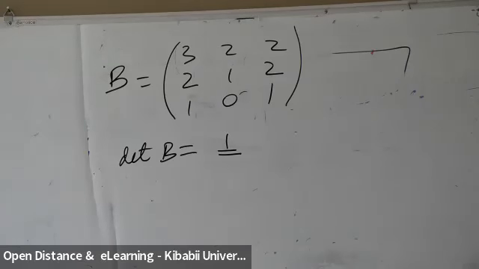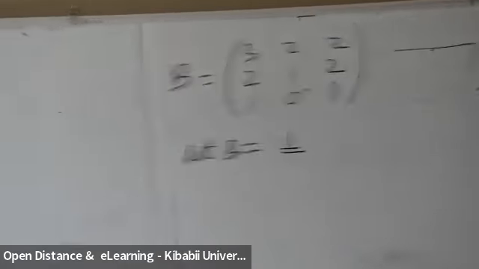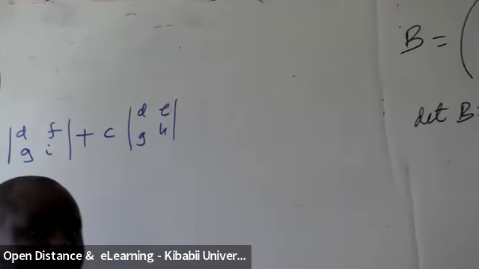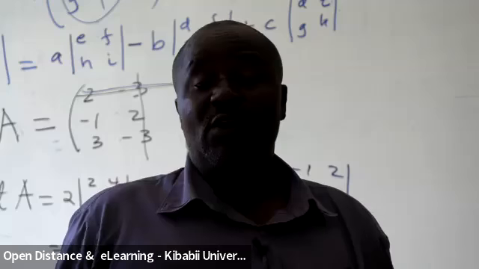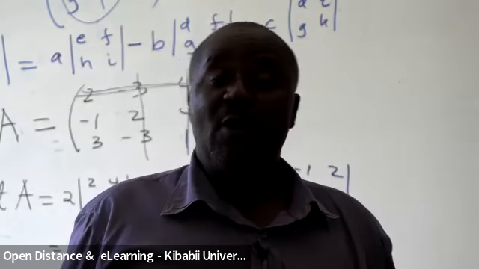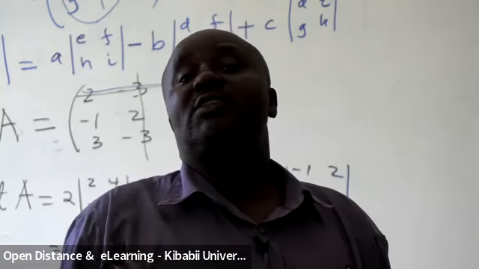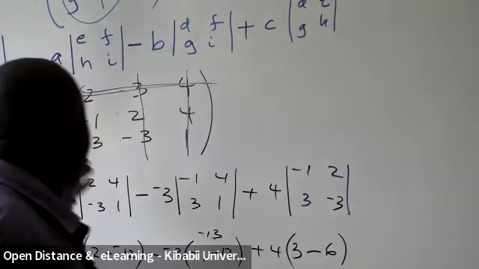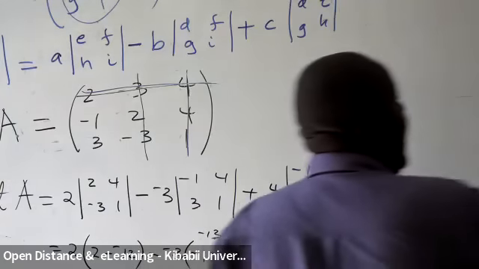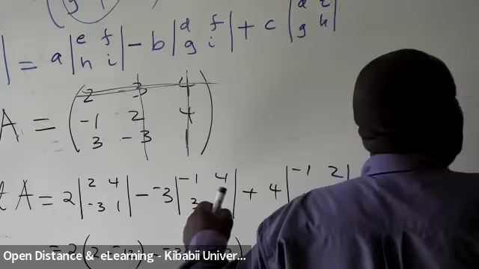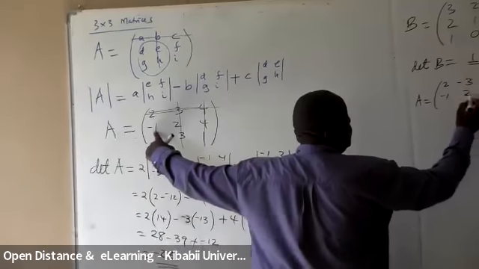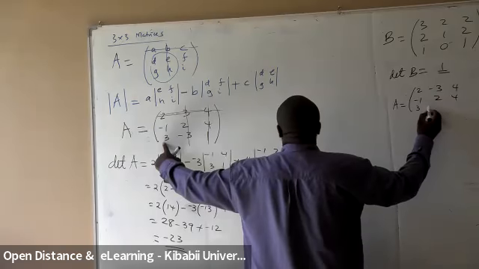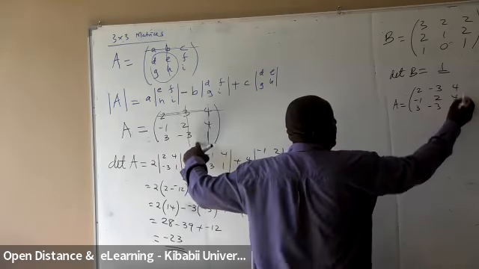Now that is method 1. How about method 2? We can also find the determinant of a matrix by just modifying the matrix that we have, so that instead of it being a square matrix, we make it a rectangular matrix by adding the first 2 columns. Look at the first case. We had matrix A defined as 2, -3, 4, -1, 2, 4, then 3, -3, 1.